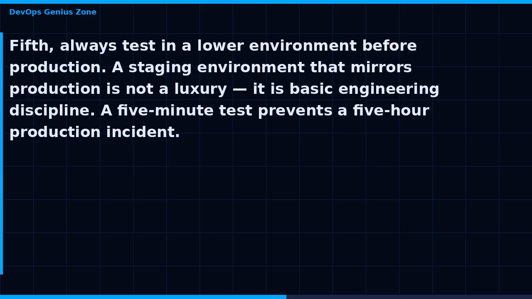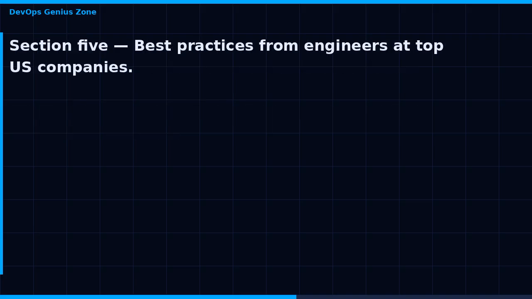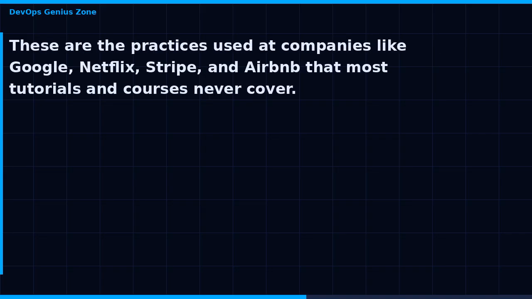Section 5: Best Practices from Engineers at Top U.S. Companies. These are the practices used at companies like Google, Netflix, Stripe, and Airbnb that most tutorials and courses never cover. Principle of least privilege everywhere. Grant the minimum permissions required for any task. Never use admin credentials for routine work. This dramatically limits blast radius when something inevitably goes wrong.